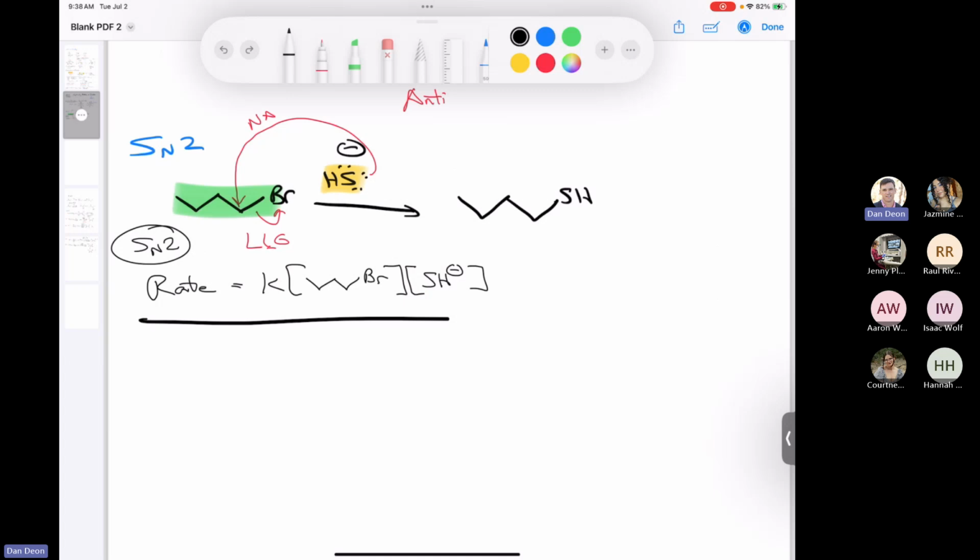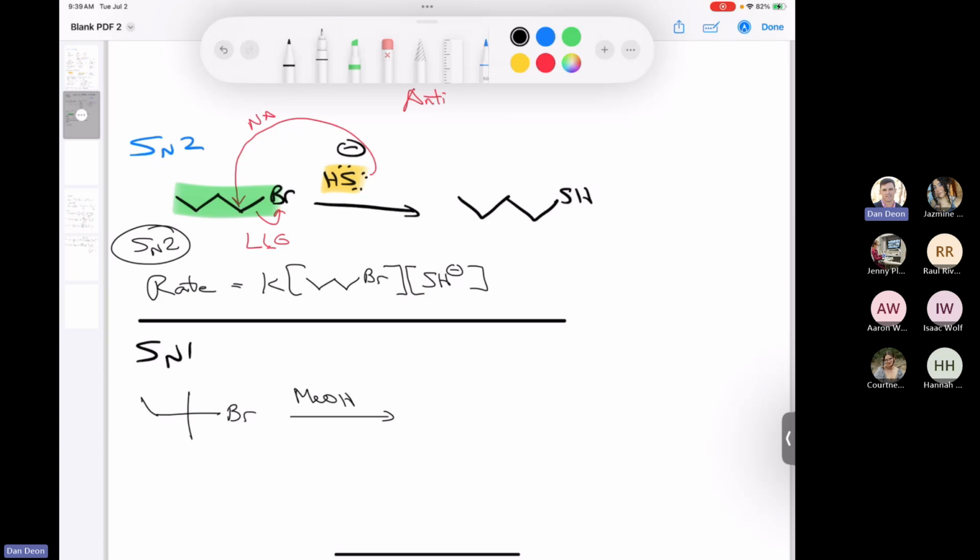Whereas with an SN1, it doesn't work the same way. So let's say you have an SN1 reaction. Let's say you're taking something like, I don't know, this compound, and then you put it in something like methanol. Okay, this is what we call a solvolysis reaction, because the solvent is doing the reacting.